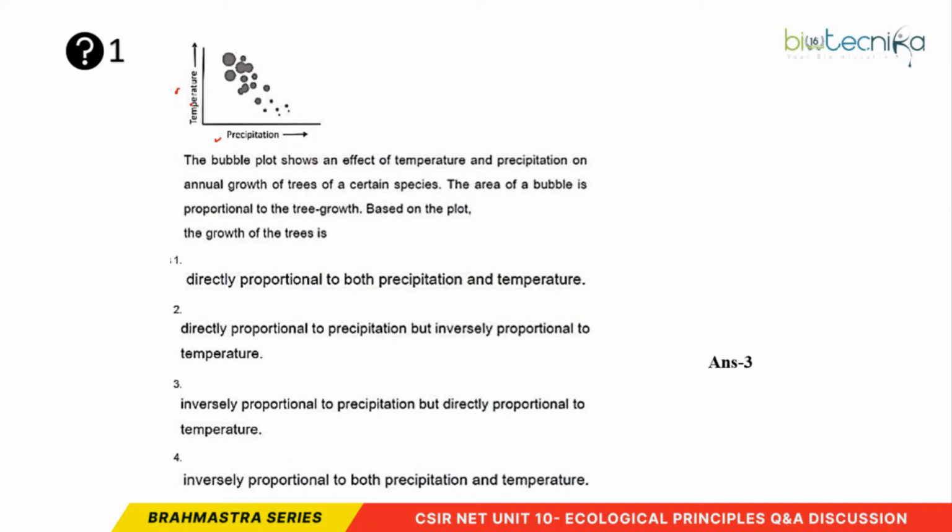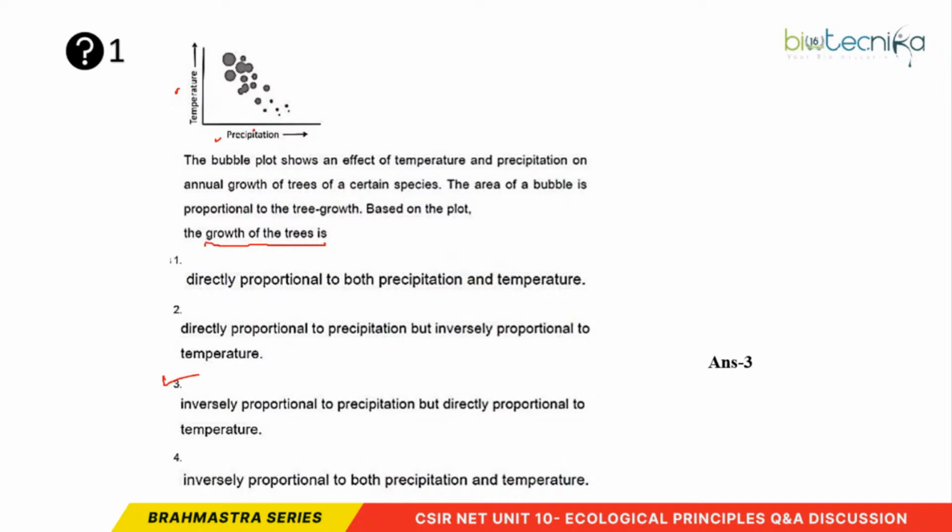Okay. The answer here is option 3. So you have to speak about the growth of the trees. All right. So growth of the trees is inversely proportional to precipitation but directly proportional to temperature. Let's see what is happening.